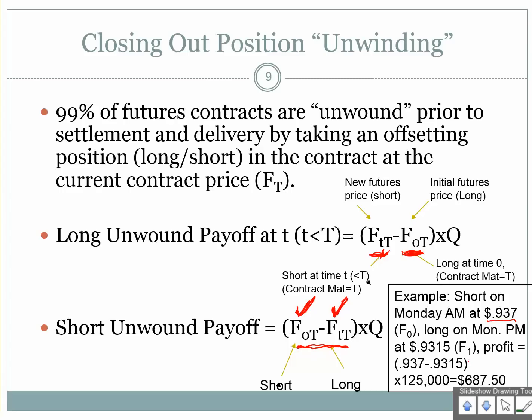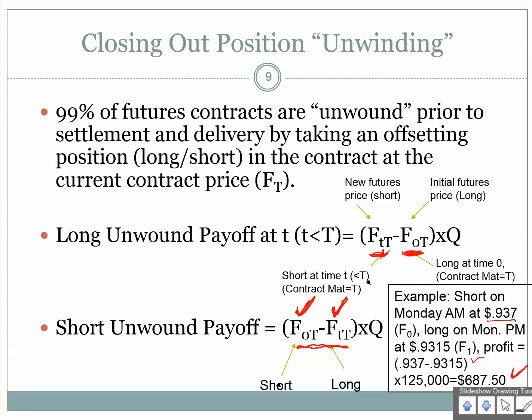All right. So again, this contract may be a year away from delivery. I go short in the morning at 93.7. In the afternoon, that futures contract is trading at 93.15. I made some money. Actually, the difference, 93.7 minus 93.15 on 125,000 euros, is $687. I could then just walk out, take my $687 in profit, and I'm out of the position.